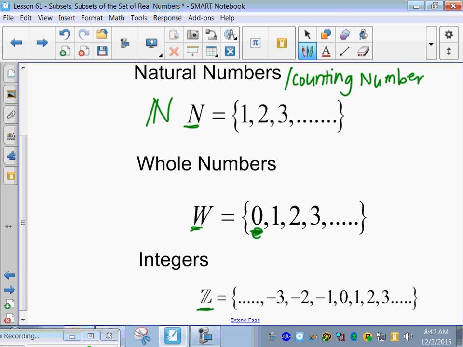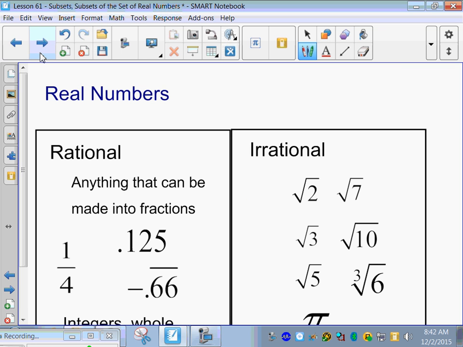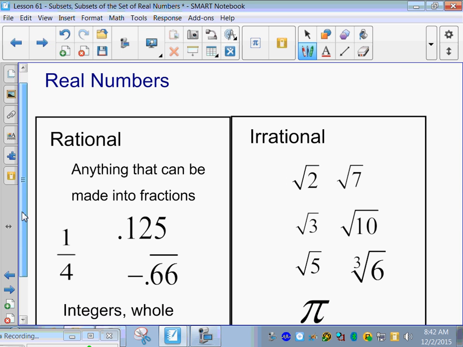N is also a subset of Z. Exactly. Okay? Makes sense? Okay, good. Real numbers. So, this is important as well. We have real numbers, and they break into two sets of numbers. So, you want to write these down. Real numbers break into either rational or irrational. So, everything you guys know of so far in your life of math is real. Eventually, you'll get to imaginary. It's super fun. So, inside of real numbers are rational numbers and irrational numbers.